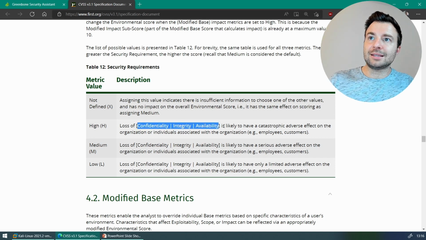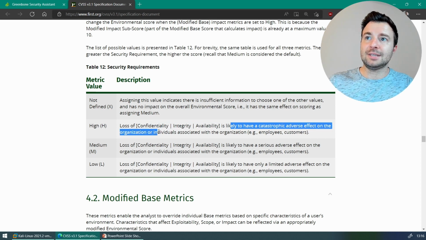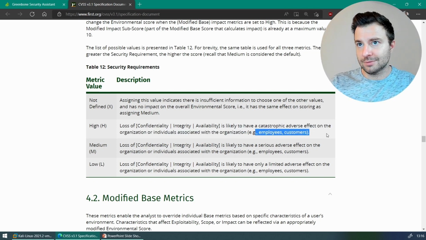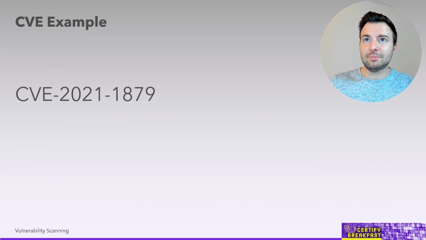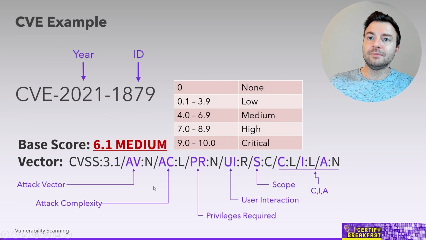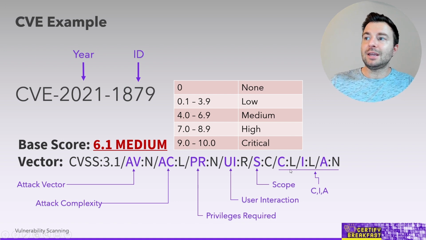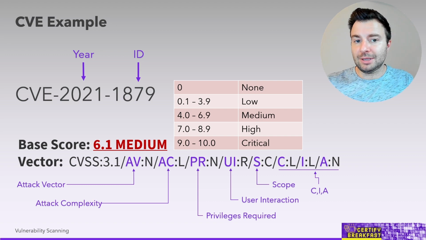So for example, it means that a loss of C or I or A is likely to have a catastrophic adverse effect on the organization or on the individuals associated with the organization, like your employees or your customers. Same goes for the other levels in here. All right, so now if we go back to the example from before, that CVE that we looked into, you can see that the vector now can kind of make sense, right? We have an attack vector of network, an attack complexity of low, privileges required none, user interaction required, we have a scope, and we have an impact of C and I and A, right? So this is what that vector actually means.